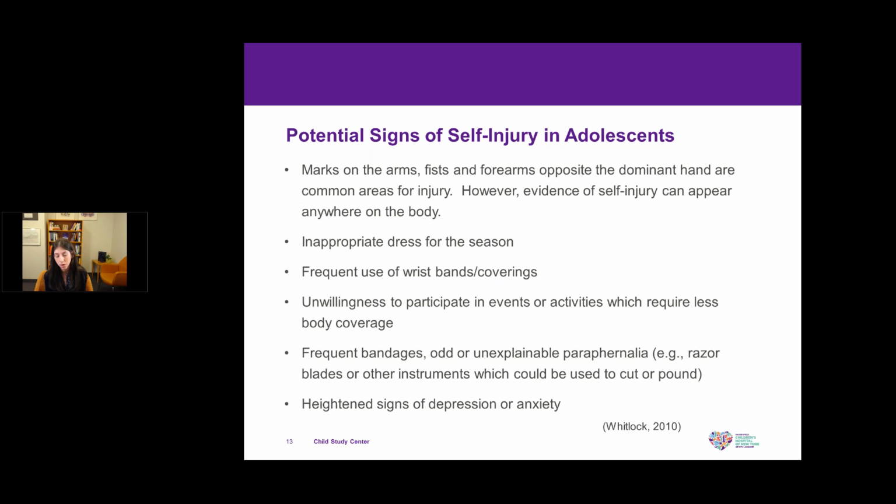So things like gym class or swim practice, where an individual is having to change in front of other teens or in front of others, or where they're having to wear something like a bathing suit or shorts that may show potential scars or cuts. If you're seeing frequent bandages or other odd instruments like razor blades, or a taken apart pencil sharpener, things like that would be things that we want to be looking out for as potential signs of self-harm. And of course, thinking about any heightened signs of depression or anxiety in a teen.